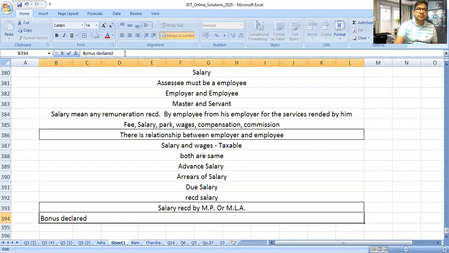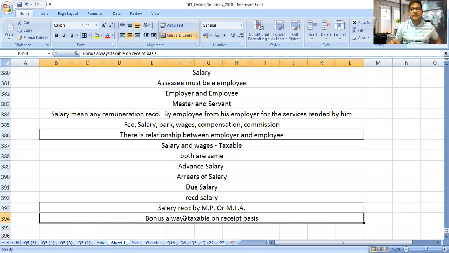Bonus is always taxable on receipt basis. See the sentence: bonus is always taxable on receipt basis. If the government declares the bonus, it will not be taxable. If the employer declares the bonus, it will not be taxable.